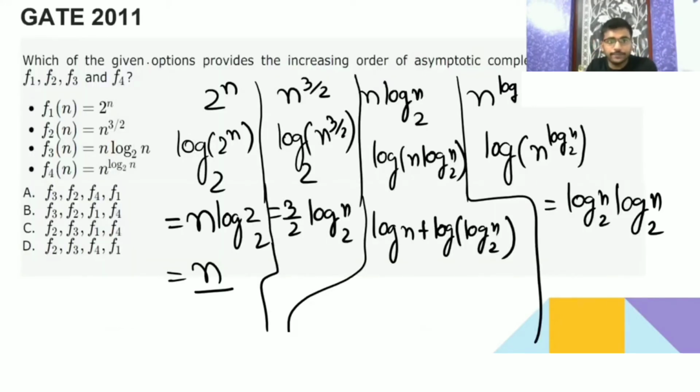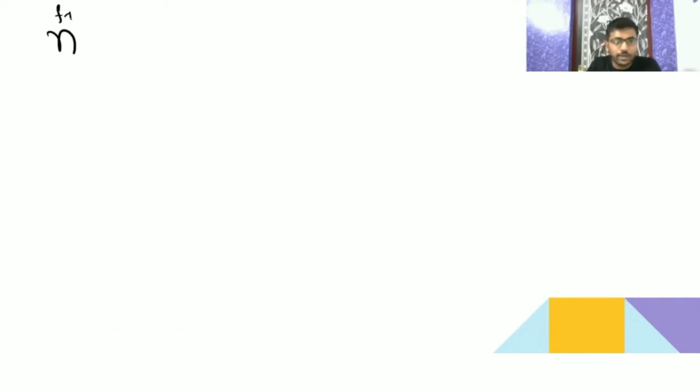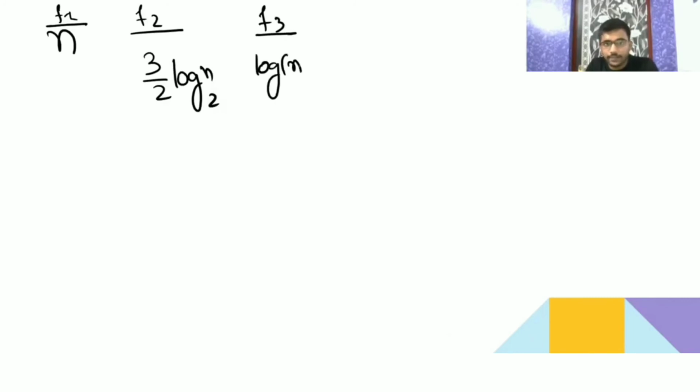So you got f1 is n, f2 is 3 by 2 log n base 2. Okay, f3, what f3 did we get? F3 we got log n plus log of log n. Then f4 we got log n base 2, then log n base 2.